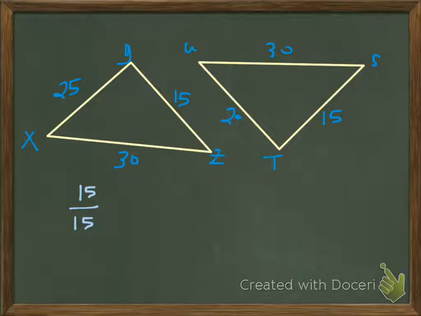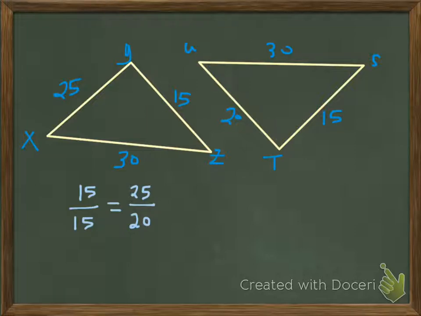So we have 15 over 15. We're going to set that equal to our medium sides. Okay, so if I'm looking at XYZ, my medium side or my middle side is going to be 25. And then I'm going to look over here at STU, and I'm going to see that my middle side is 20. And now here we kind of break down. Here we have in this 15 over 15 a 1-to-1 ratio. But over here on the 20 to 25, it's not 1-to-1. If I was to reduce that, I would have 5 over 4, 5 to 4.